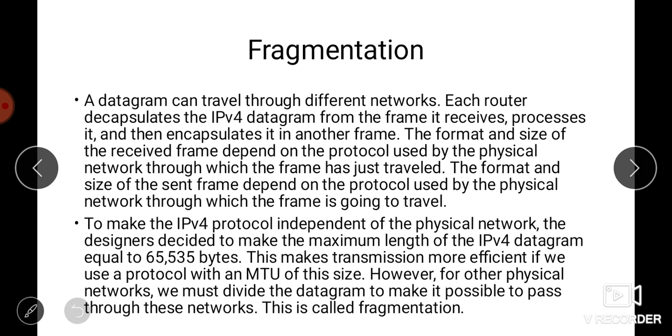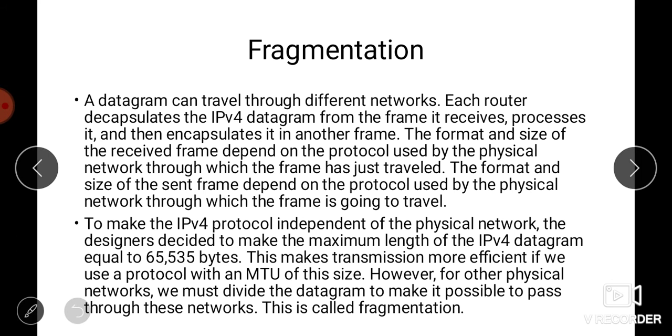To make the IPv4 protocol independent of the physical layer, the designers decided to make the maximum length of the IPv4 datagram equal to 65535. This makes transmission more efficient, because if we use a protocol with an MTU of this size, so MTU is maximum transmission unit, this limits the size of the packet. So we divide the datagram based on this size. This is the maximum size.